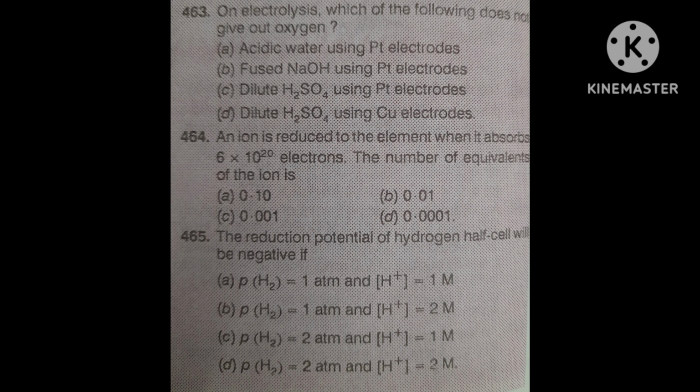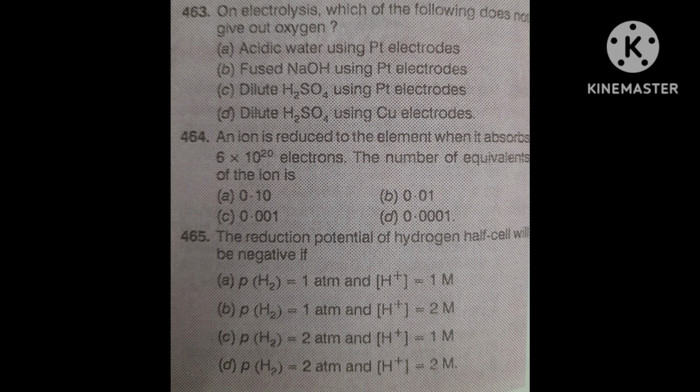Question number 465. The reduction potential of hydrogen half cell will be negative if: first option, pressure of hydrogen gas is equal to 1 atm and hydrogen ion concentration is equal to 1 M. Second, pressure of hydrogen gas is equal to 1 atm and hydrogen ion concentration is 2 M. Third, pressure of hydrogen gas is 2 atm and hydrogen ion concentration is 1 M. Fourth, pressure of hydrogen is 2 atm and hydrogen ion concentration is 2 M.